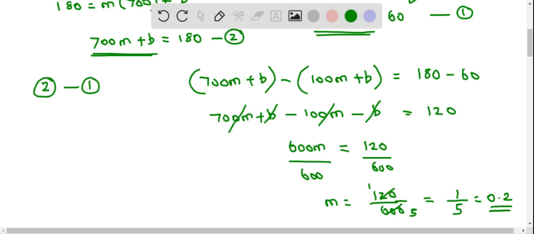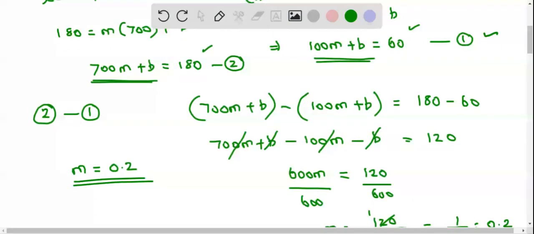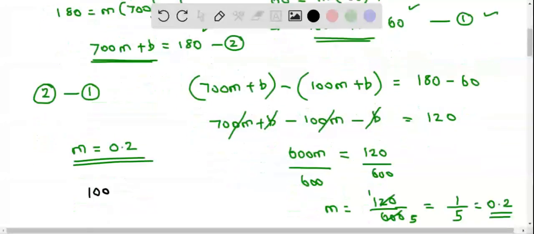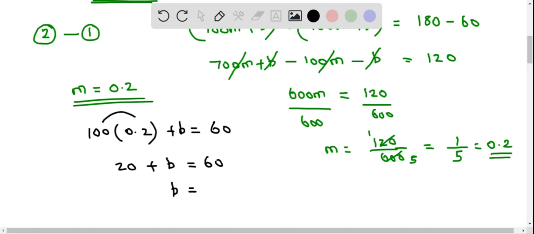So we have determined the value of m, which equals 0.2, which means we can now determine the value of b as well. I'm going to substitute the value of m equal to 0.2 into equation 1, so that we determine the value of b. So when we do that, we get 100 times m plus b. So I replace m by 0.2, plus b, and this equals 60. 100 times 0.2 is equal to 20 plus b, and this equals 60. So we can determine the value of b when we subtract 20 from both sides. 60 minus 20 is 40. So we have determined the value of b as well.